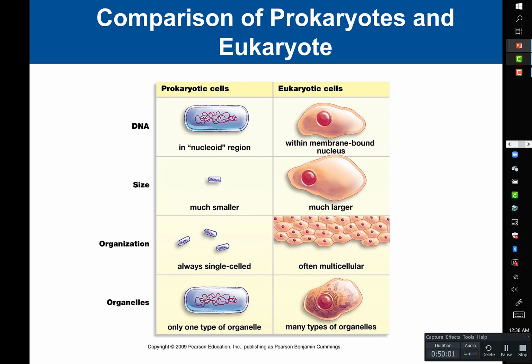In terms of organelles, prokaryotic cells have really only one type of organelle. There are other structures that are like organelles, but not all bacteria necessarily have them. So in prokaryotic cells, they have ribosomes. Eukaryotic cells have many types of organelles. And so if you look back at the previous slide, you can see there's a picture of a plant cell and an animal cell, and there are lots of different membrane-bound organelles that you'll learn about later in the class.